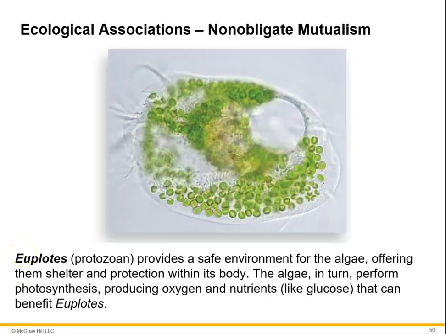Here we have Euploides, which is another protozoan, and green algae. And what Euploides does is it provides a safe environment for the algae. The algae in turn can perform photosynthesis, producing oxygen and glucose that benefits Euploides. Both organisms benefit in this relationship, but it's not obligate. They don't need one another to survive.